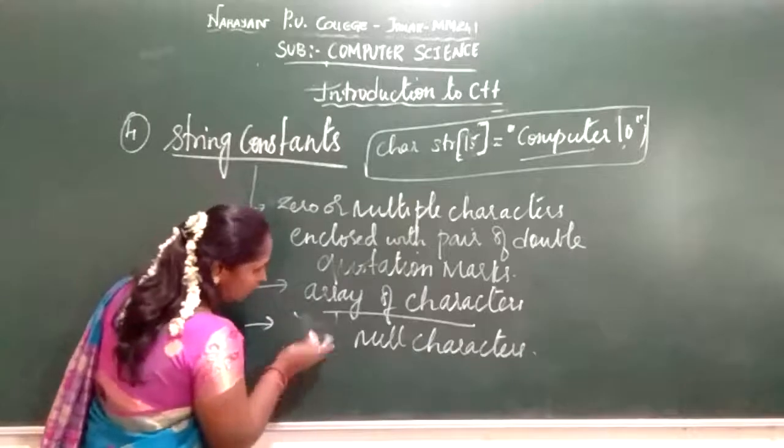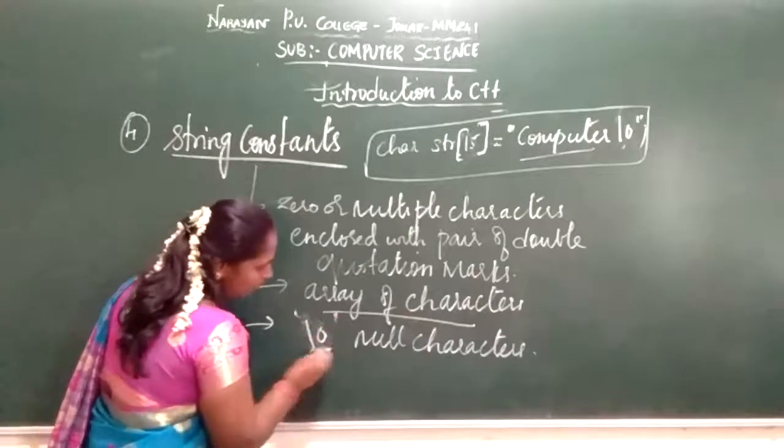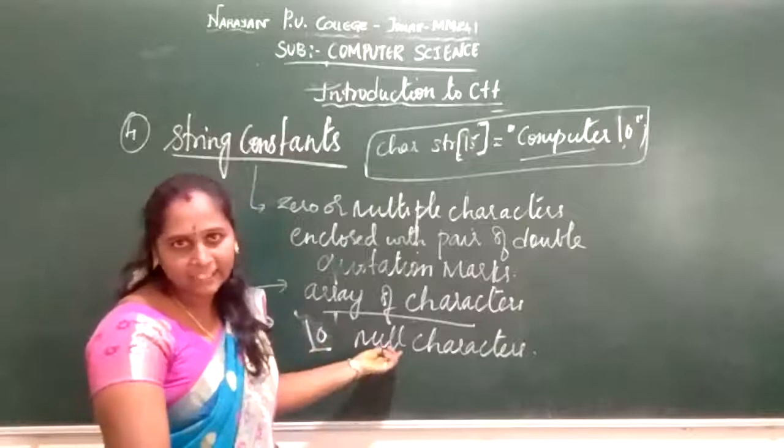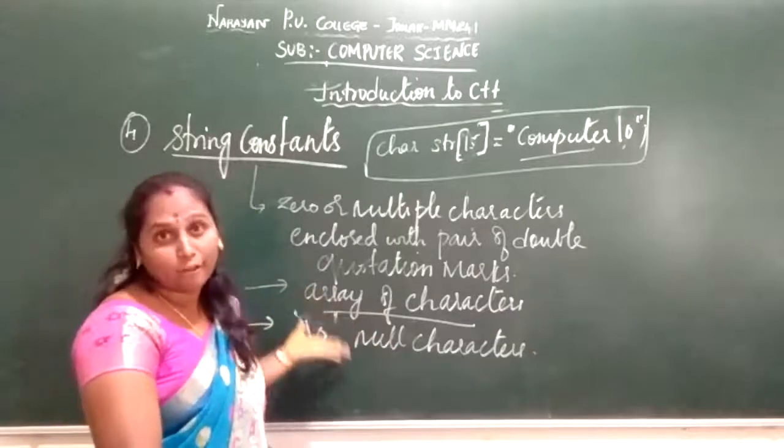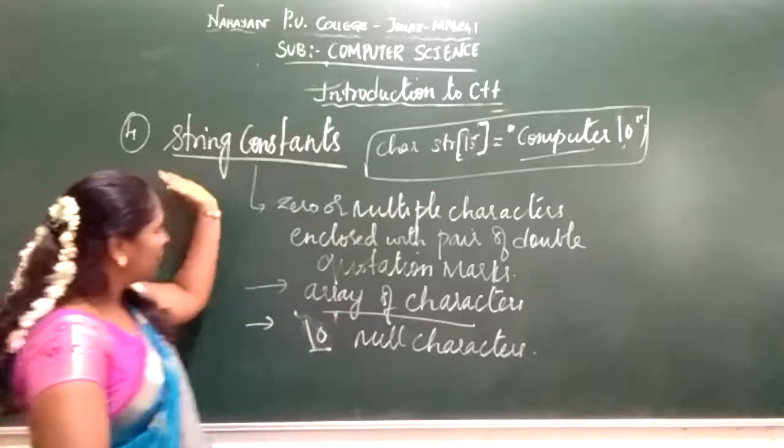I have already explained the escape sequence backslash 0. That is nothing but your null character. This indicates the end of the character or end of the string. So this is about a string constant.